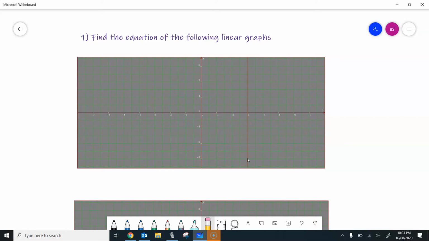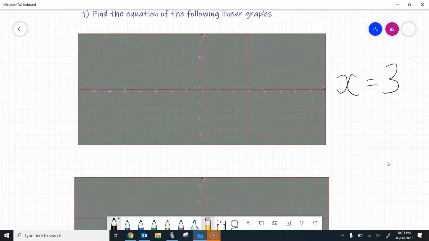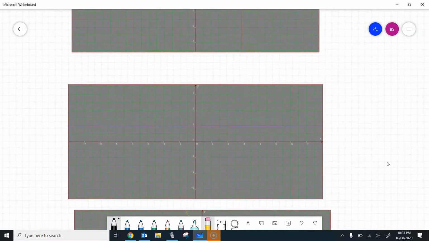So this is one of those special lines, and it's x equals, because it's a vertical line. So x equals 3. Always a vertical line will be x equals, and it'll be just the x-intercept. So x equals 3. There's no y in this equation. So that's the equation of that one. That's a vertical line, one of the special lines.